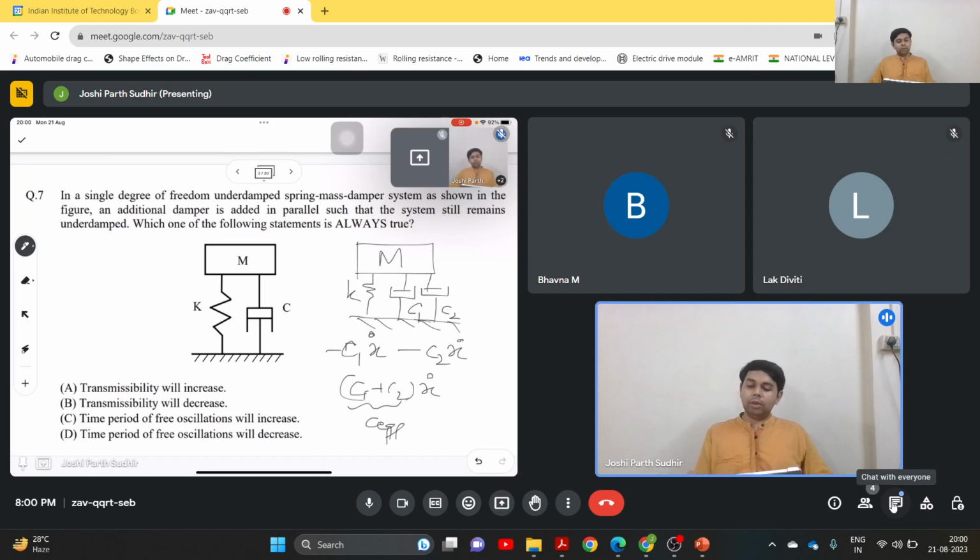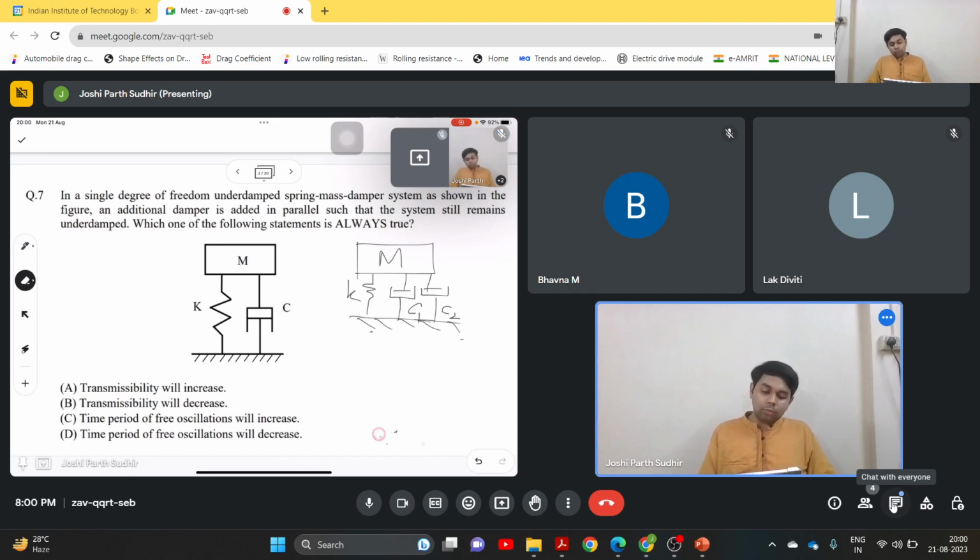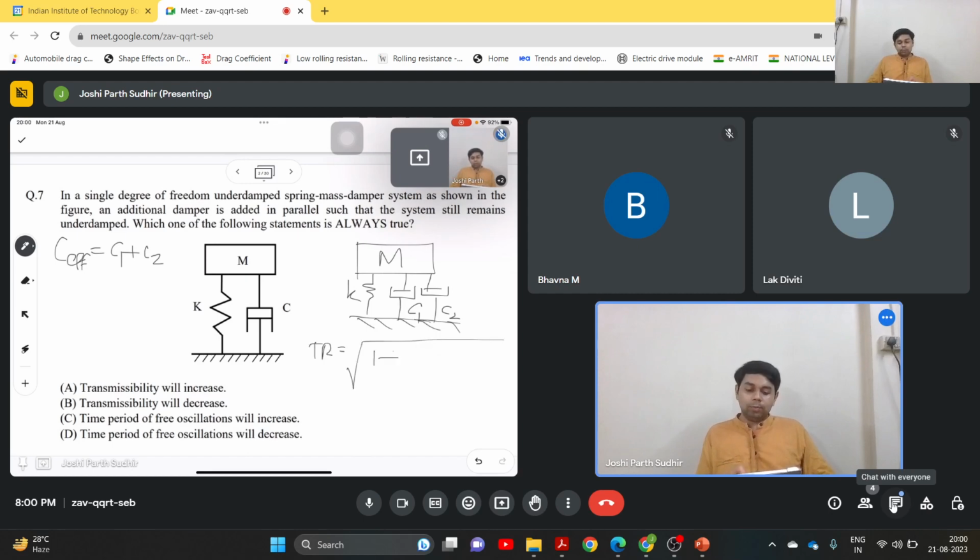So the damping will increase, but it is given that even though we add damping into the system, this system still remains underdamped. So the C effective will be C1 plus C2, and we know that the transmissibility ratio is root of 1 plus (2 zeta r) whole square upon (1 minus r square) whole square.